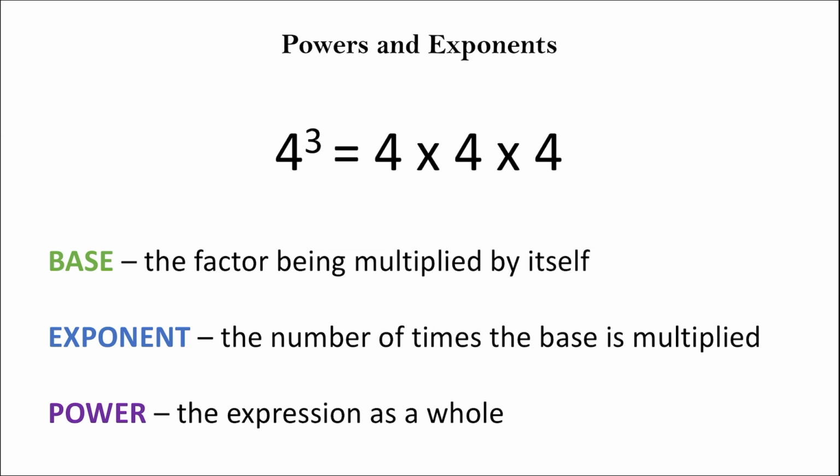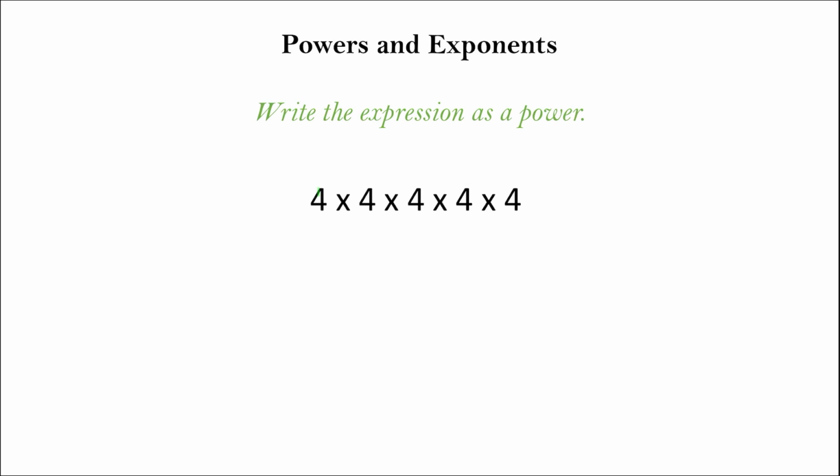Let's get learning. The first word you need to know is base, the factor being multiplied by itself, and I've highlighted it in green. Next we have the exponent, the number of times the base is multiplied. And in this expression, the base is 4. Finally, the power. The power is the expression as a whole, what I have circled in purple. That is the power.